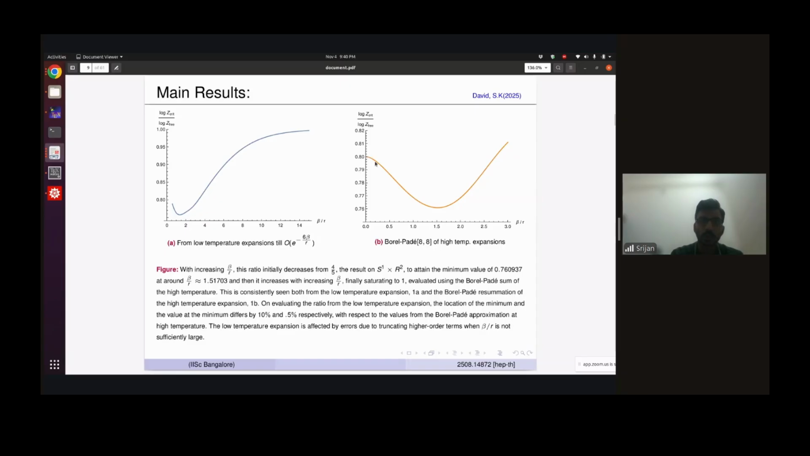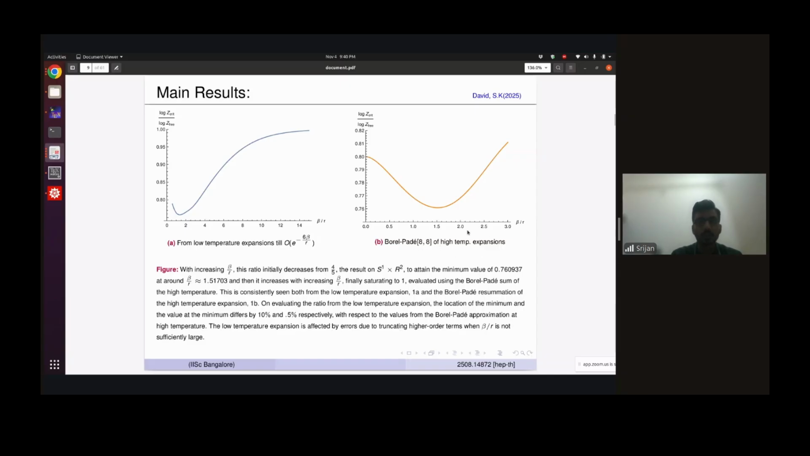Then if I increase this beta by r, the nature of this function comes out to be that it attains a minimum. It decreases from this value and attains a minimum, and then it increases. Okay, and this is obtained by a Borel-Padé resummation numerical technique of the high temperature expansion.